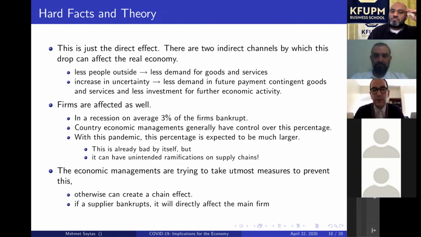That is the kind of on average number from the previous recessions. So this is already bad news by itself, but it has some unintended effects on supply chains, right? So that's something that we want to keep alive among anything right now, okay? Because if some of these firms have suppliers that are bankrupt, that's going to affect the big, otherwise healthy, I will call, firms in the economy.